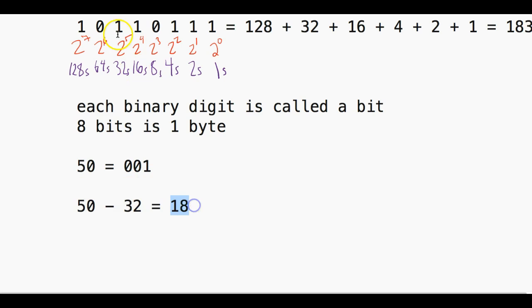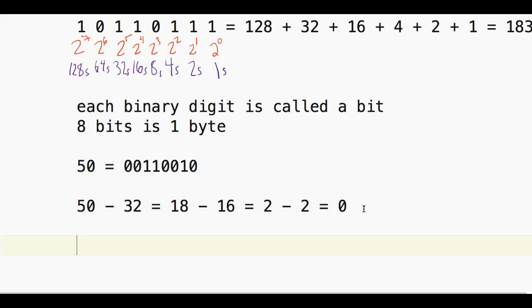So I've got 18 left over, and a 16 will fit into an 18, so I'll put a 1 there. I'll subtract the 16, that gives me a 2. So a 2 is way down here, so no 8's are going to fit. No 4's are going to fit. A 2 will fit, and I subtract the 2. I am left with nothing, so the last bit will be a 0. So I've got 0, 0, 1, 1, 0, 0, 1, 0. That's the number 50.